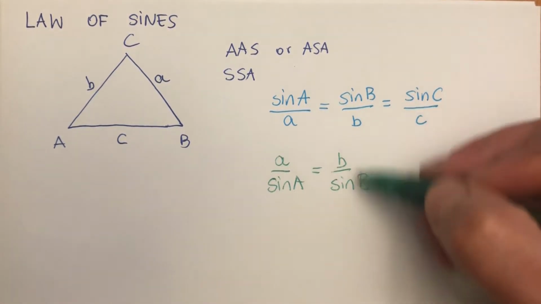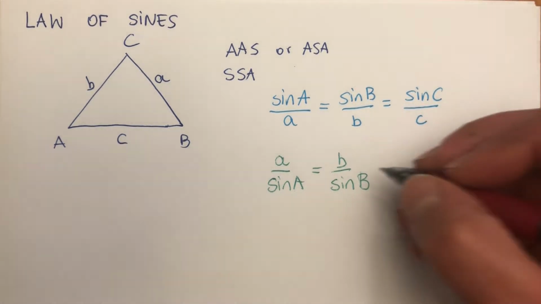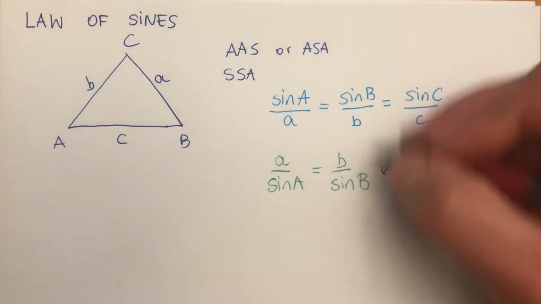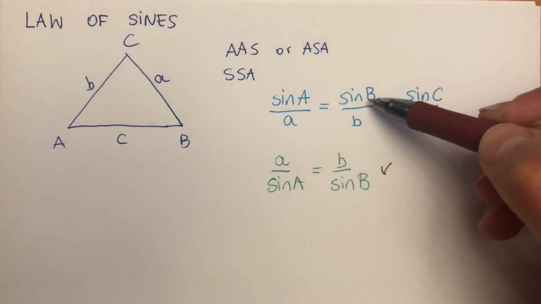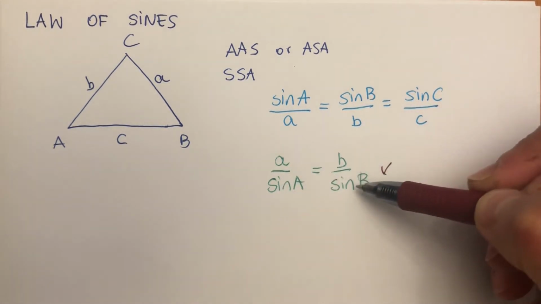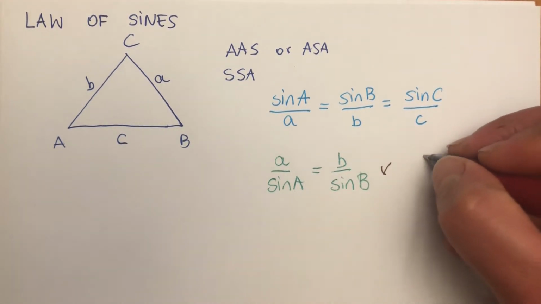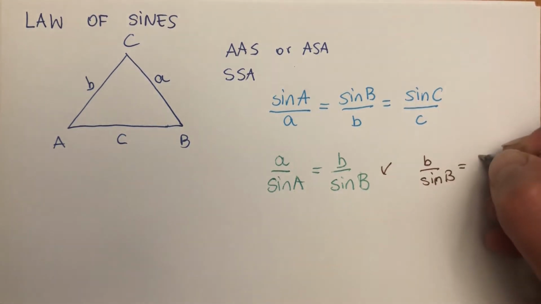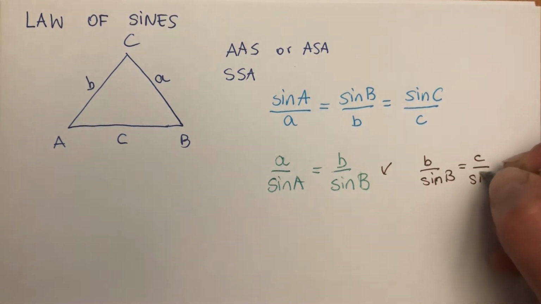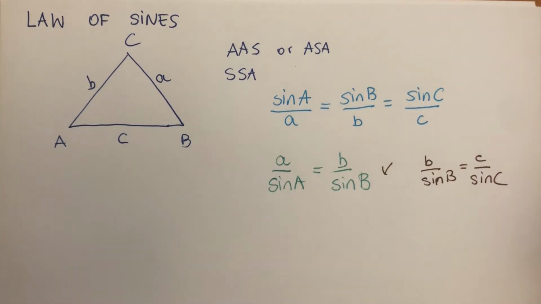Well, look at this, I wrote it backwards. Is this still a true statement? Think about the proportions. Yes, it is. You can write it either way, as long as you don't mix them up. See how the sines are on the top of the fraction, in the numerator. Here they are in the denominator. As long as you are consistent, this is good. B over sine of B is equivalent to C over sine of C. Again, I wrote this backwards, but it's still the same.